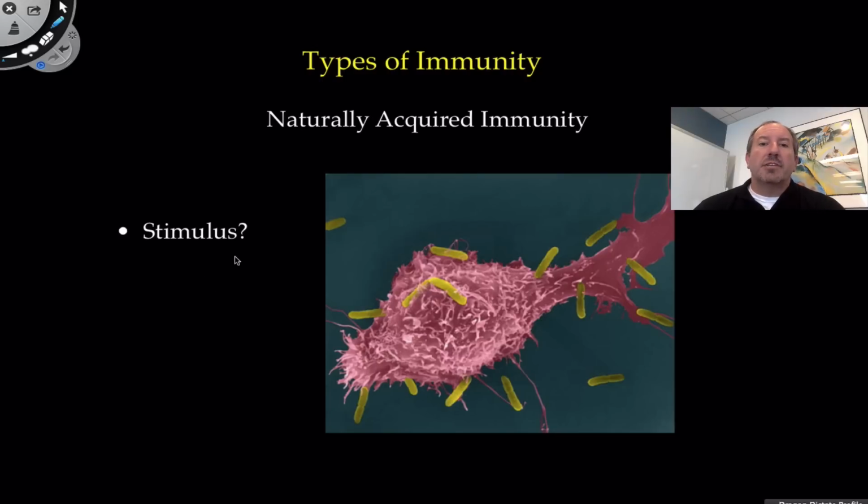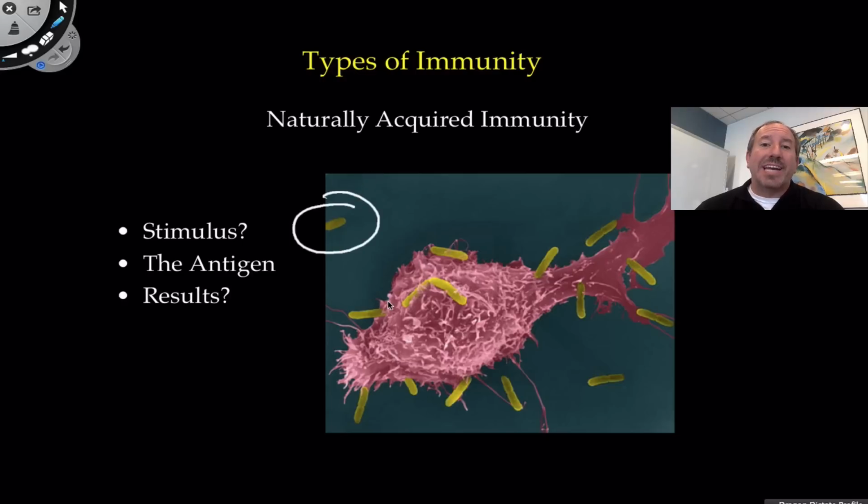In other words, naturally acquired active immunity is when you actually encounter a foreign germ like a bacteria or a virus and you get sick. And so there it is. The stimulus is the antigen. So this guy is the stimulus. And it's an active and it's naturally acquired immunity, meaning that as a result of getting sick, the secondary immune response is very strong. In other words, we have memory cells. They produce copious amounts of antibodies.